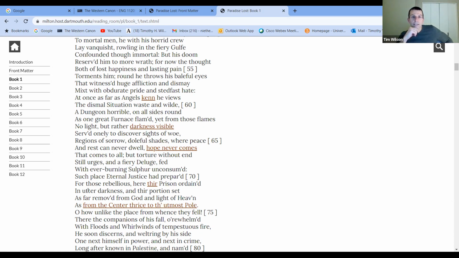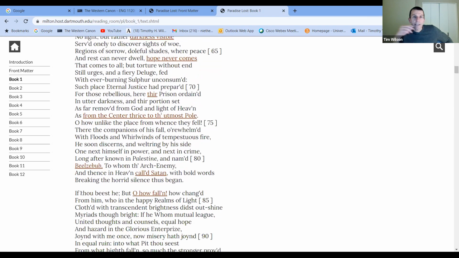Such place eternal justice had prepared for those rebellious. Here their prison ordained in utter darkness, and their portion set as far removed from God and light of heaven as from the center thrice to the utmost pole. I won't go into that now, but it's just a picture of how far the earth is from heaven in Milton's cosmos to how far hell is under kind of a chaos underneath the earth.